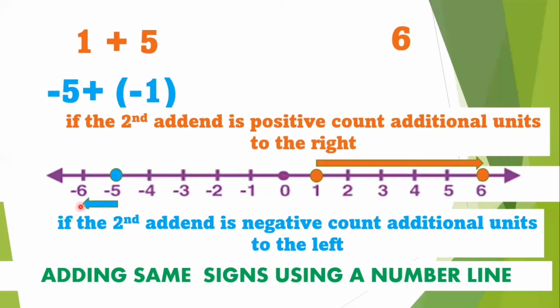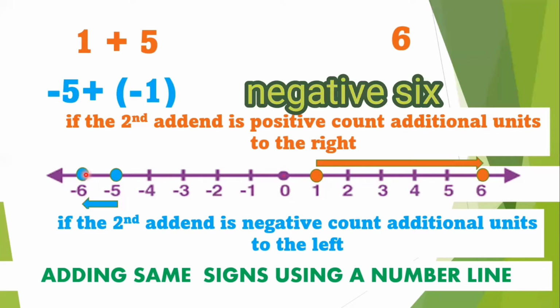How many units we're going to count? We're going to count only 1 unit dahil ang ating second addend is 1. So, we're just going to count 1 unit to the left, and that makes our answer equal to negative 6. Nakuha ba yun? It's very easy.